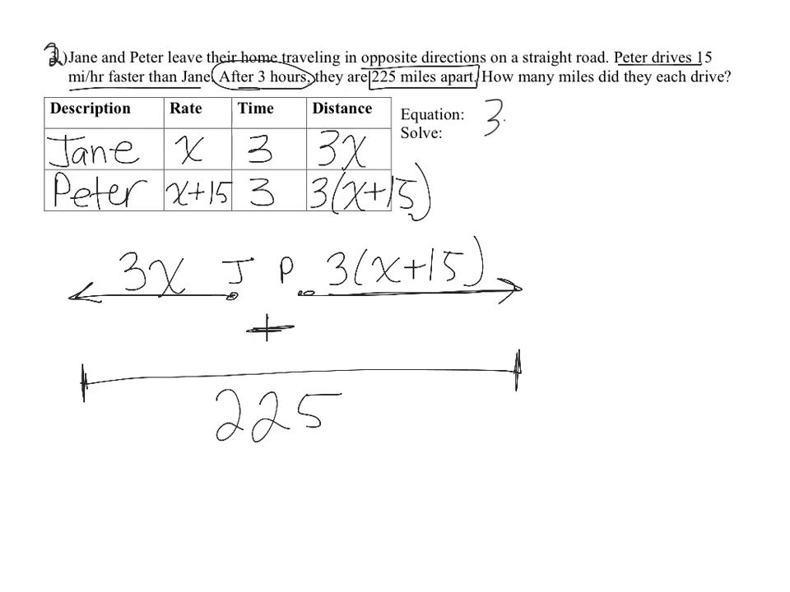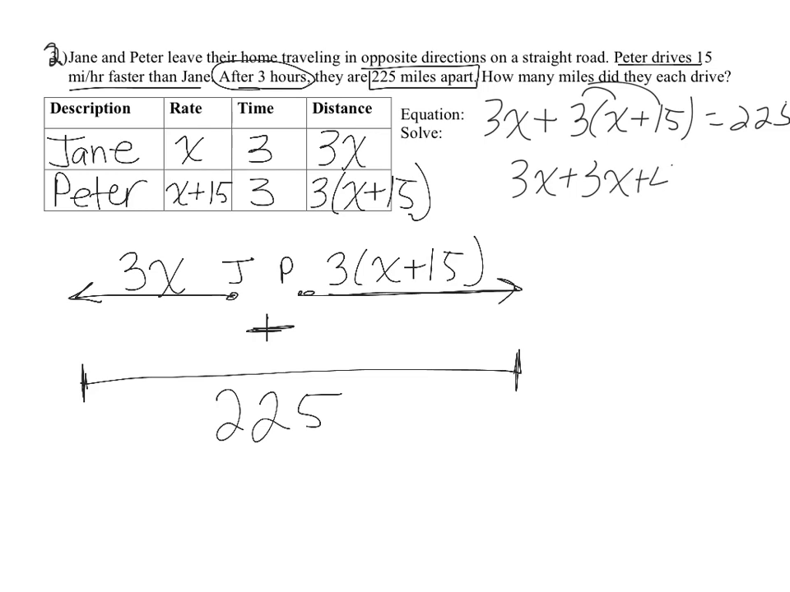So it's going to be 3x plus 3 times x plus 15, and you can distribute that 3 if you want to start with, equals 225, because that's our combined distance. Then we're going to solve for x. We've got to solve for x in order to answer the question to begin with. So distribute the 3, and you're going to get 3x plus 45 equals 225.